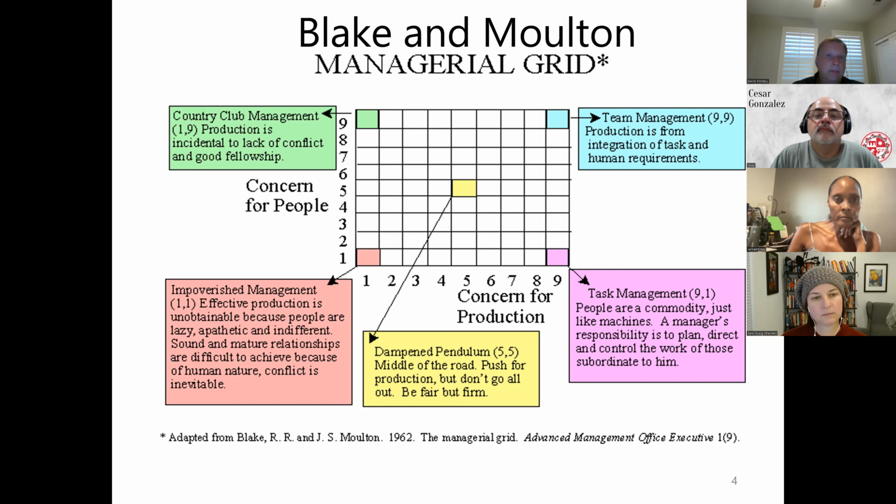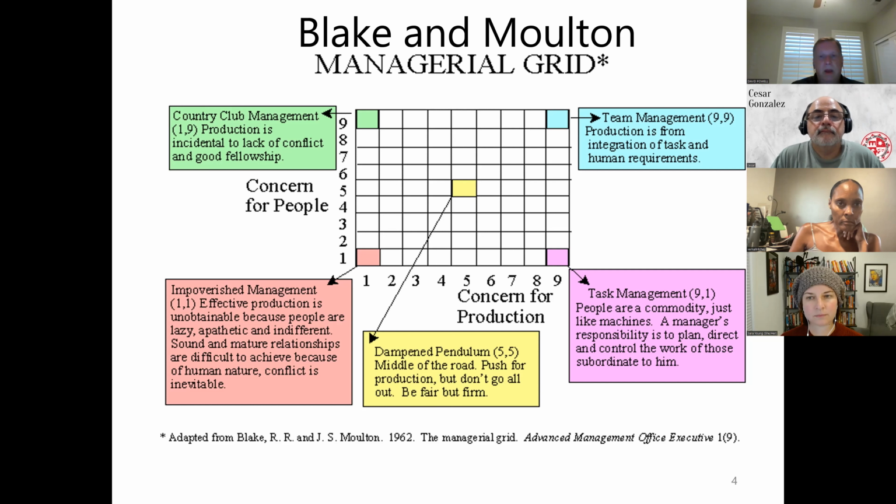This is what they refer to as impoverished management. Effective production is unattainable because people are lazy, apathetic, and indifferent. Sounds a lot like McGregor's Theory X type of modality. Sound and mature relationships are difficult to achieve because of human nature. Conflict is inevitable. So that impoverished management is where we don't want to be as managers or leaders.